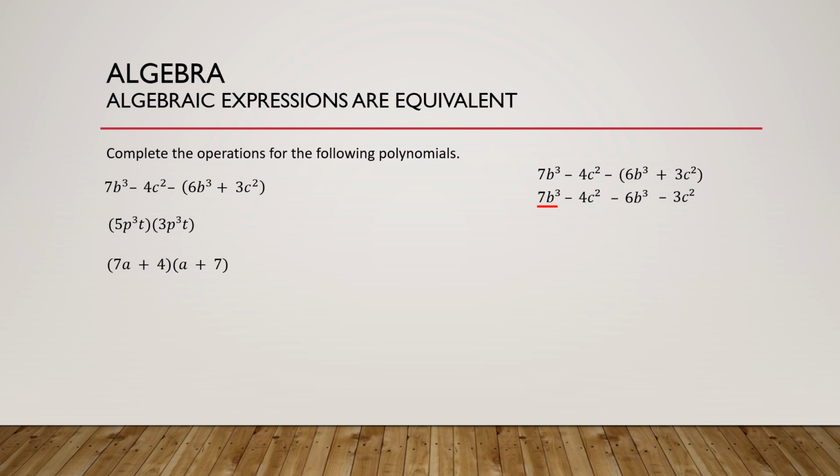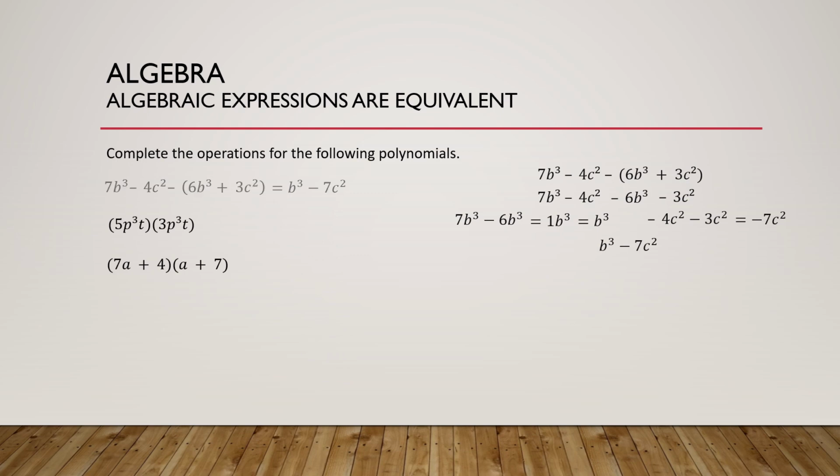7b cubed and 6b cubed are like terms. So we complete the subtraction operation. 7b cubed minus 6b cubed equals 1b cubed, or just b cubed. -4c squared and -3c squared are also like terms, so we complete that operation as well. -4c squared minus 3c squared is -7c squared. So our final answer is b cubed minus 7c squared.